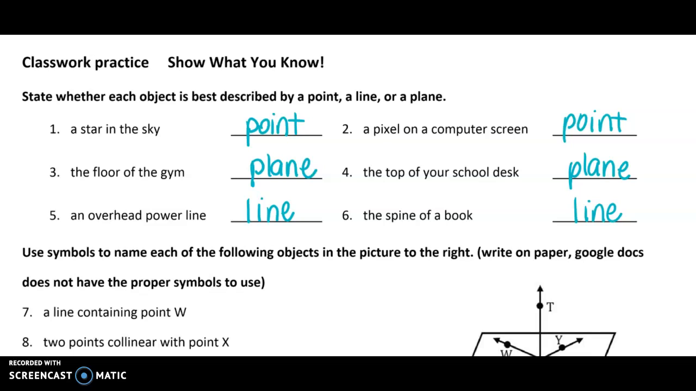If you're thinking of the floor of the gym, the top of your school desk, any flat surface, that's going to be a plane. While a line would be an overhead power line or the spine of a book. The spine of a book is a little tricky. It could also kind of be a plane, just a thin plane, but we're thinking more of it as a line. It's going up and down. And then the same thing with the power line. It's just going across.